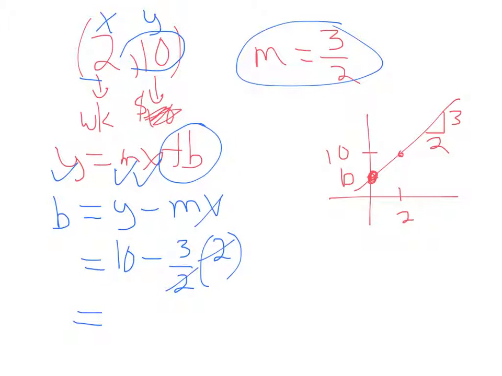So let's see, 10 minus, what's 3 times 2? That's 6. 6 divided by 2 is 3. 10 minus 3 is 7. So the y-intercept is 7.